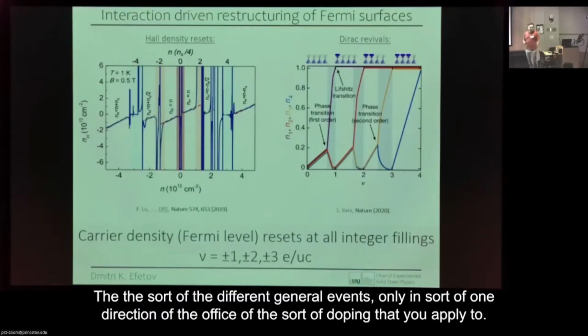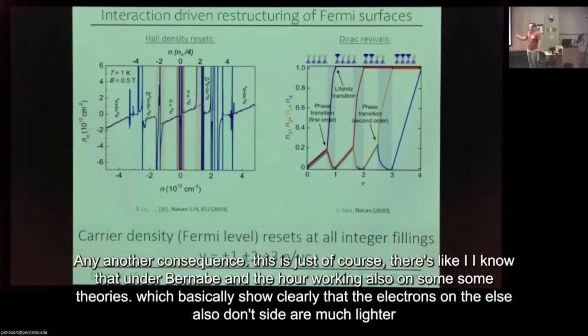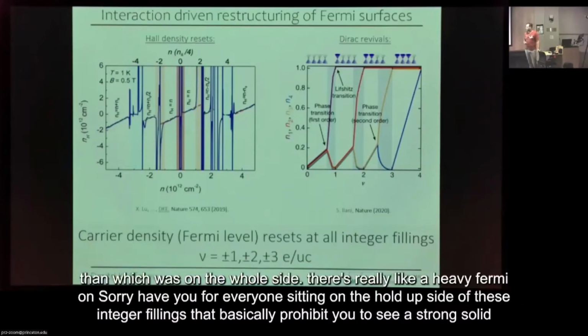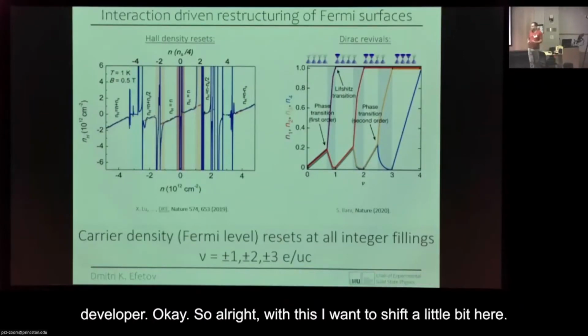And another consequence, of course, I know that Bernevig and Biao are working on some theories which basically show clearly that the electrons on the electron-doped side are much lighter than the electrons on the hole-doped side. There's really a heavy fermion sitting on the hole-doped side of these integer fillings that basically prohibits you from seeing strongly developed Shubnikov oscillations.